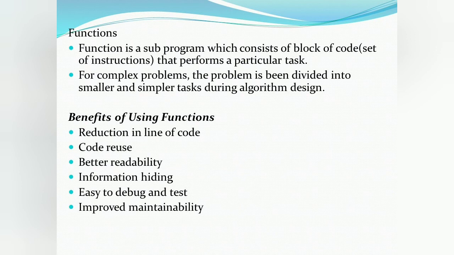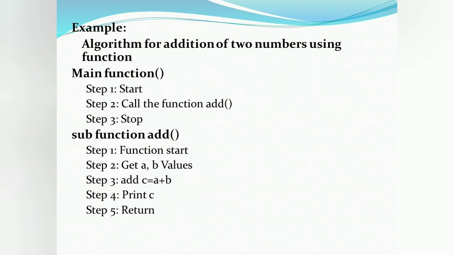Function is a subprogram which consists of block of code, that is set of instructions that performs a particular task. For a complex problem, the problem is being divided into smaller and simpler tasks during the algorithm design. When using functions in a program, we have certain benefits. They are reduction in line of code, code reuse, better readability, information hiding, easy to debug and test, then improved maintainability. So these are the benefits of using functions.